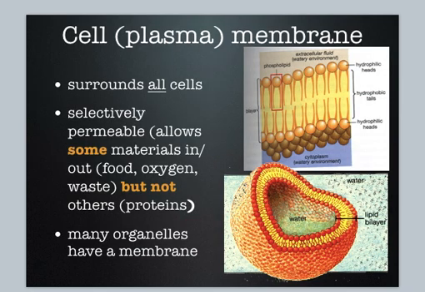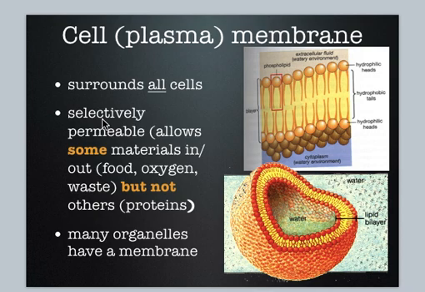All right, number 3 is the cell membrane, also called a plasma membrane. And we'll get to why later in this unit. This surrounds all cells. It is selectively permeable. Well, the root word of selectively is select. So if you select something, what are you doing?